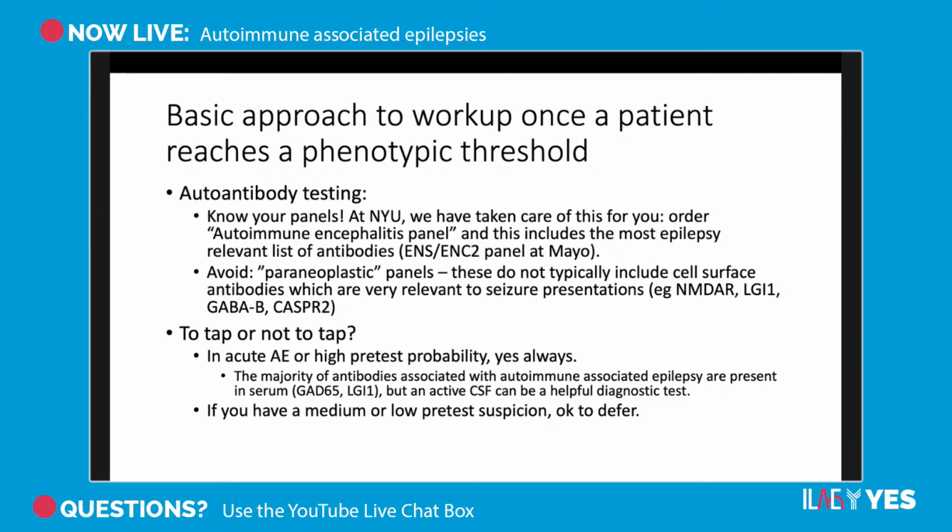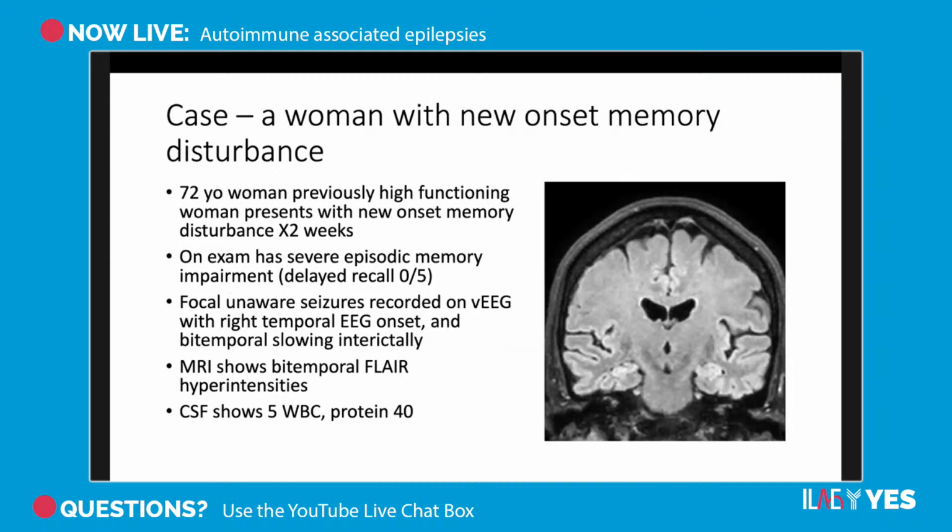Like I've said, I generally always tap patients when they're acutely ill, when they clearly have an autoimmune encephalitis. But if you have a medium or low pretest suspicion, I don't always tap patients when I'm not very convinced in the first place that I may be dealing with an autoimmune process.